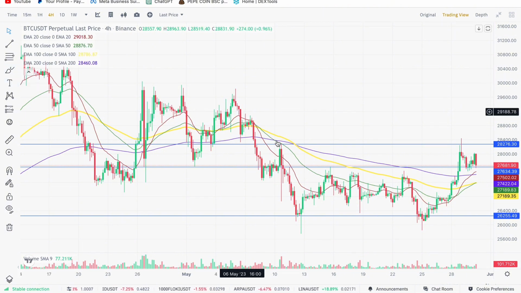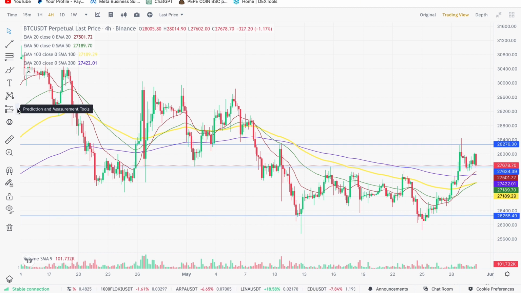If you want to add text to your chart, then we also have different patterns. We have horizontal patterns, vertical patterns, and all these things. They also have prediction and measurement tools. These usually help you when you are going to enter a trade or when you are going to create a signal for your students.